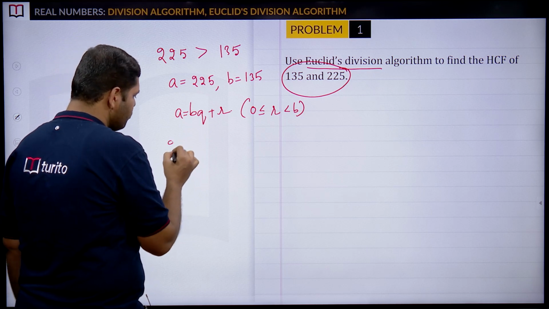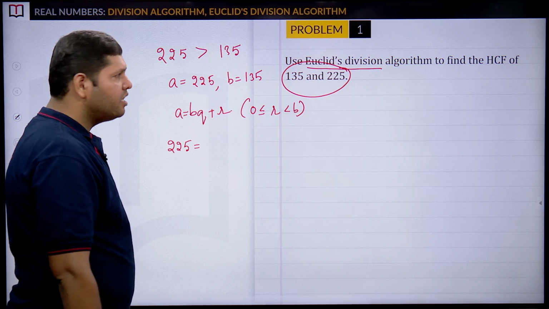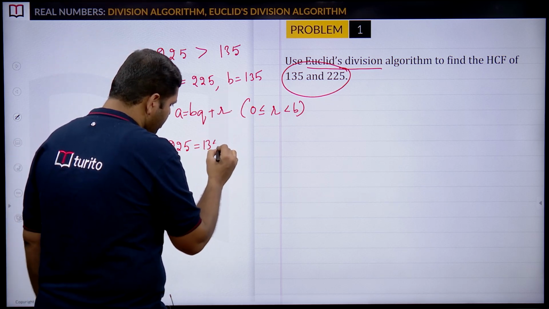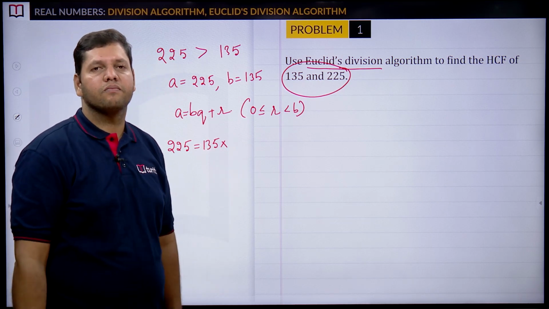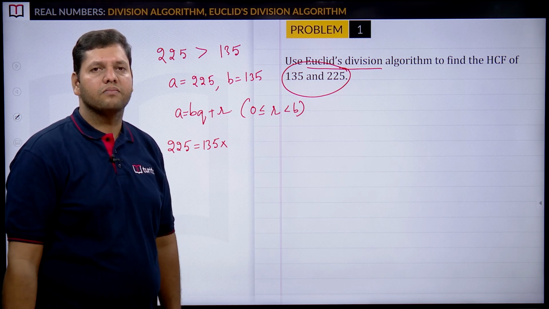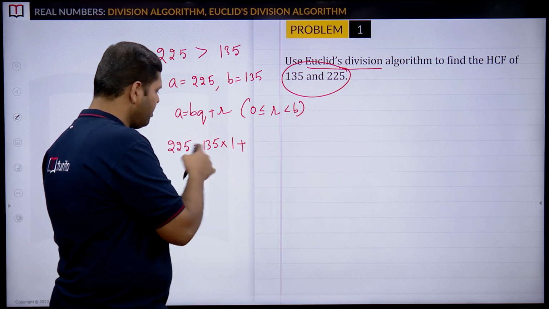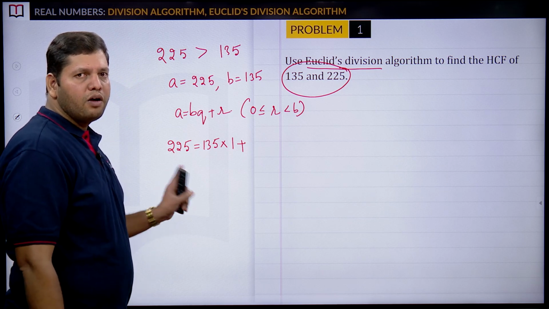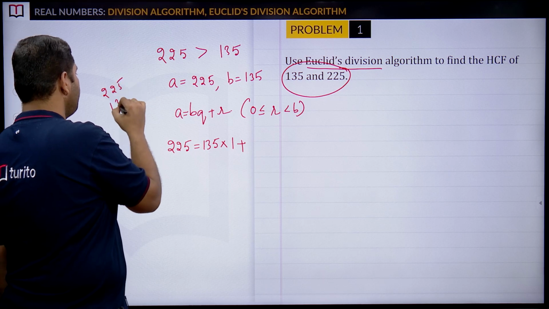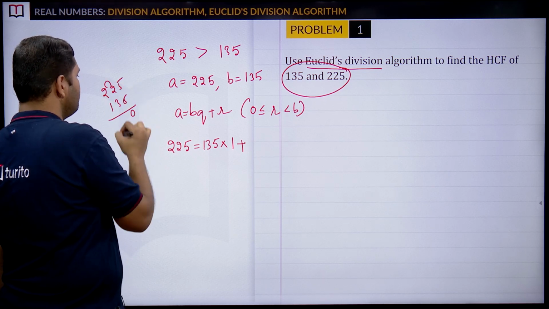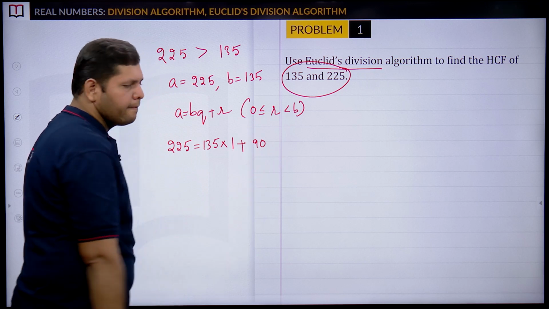Now children, apply here. A is equal to 225, and B, nothing but what, children? Here the divisor, what is the value? 135 into. Now children, 135, how many times can we take? Is it one time or two times? Tell me children. We can take only one time. Then 225 minus 135, what is the value? Just do the subtraction. 225 and 135. So this is 0. 12 minus 3, what is the value? It is 9. So we can write the remainder as 90.